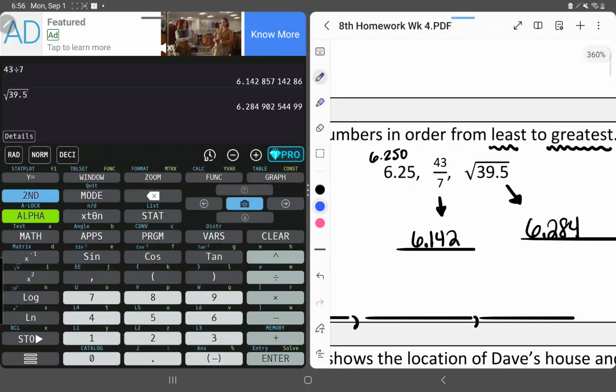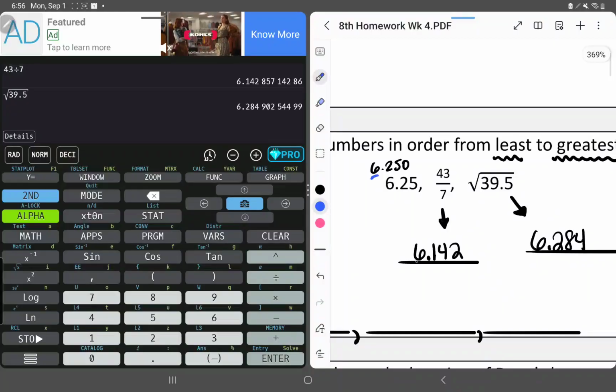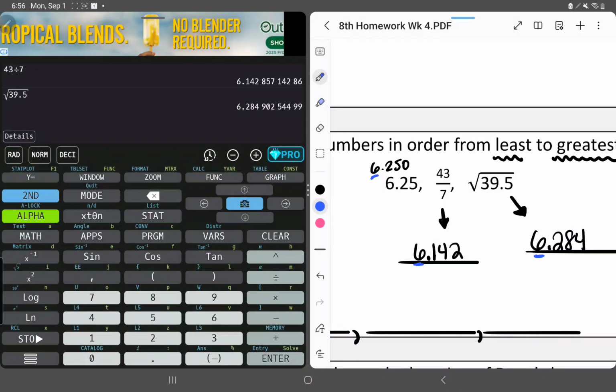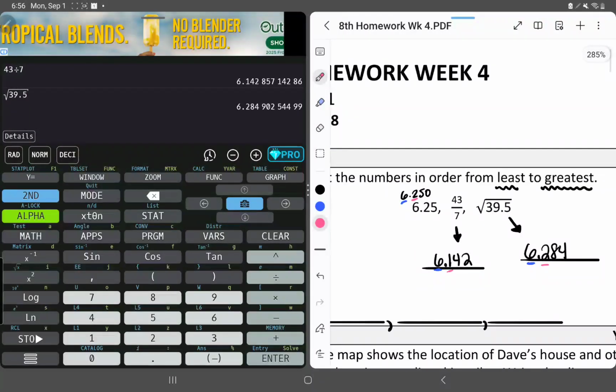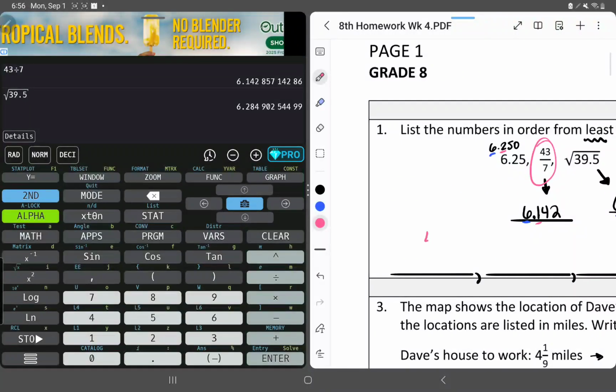So the first thing I look at is my ones place. Well, in my ones place, these are all sixes. So now I'm going to look at my tens place. In my tens place, I have a 2, a 1, and a 2. So out of all of those, which one is the smallest? The one with the 1, which would be 43 over 7.